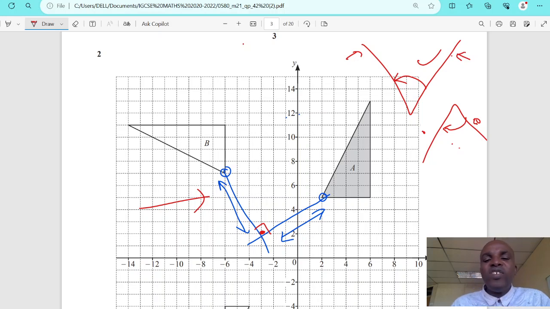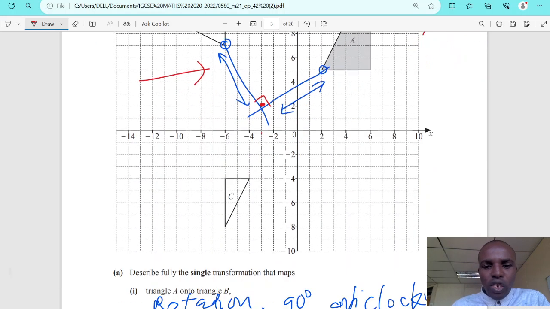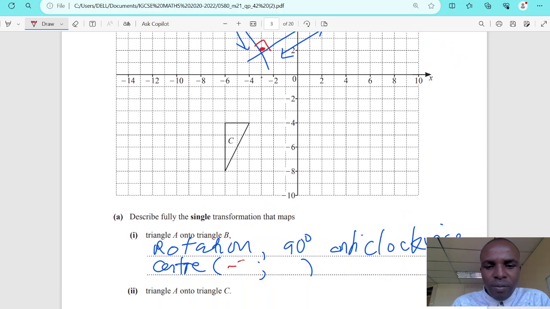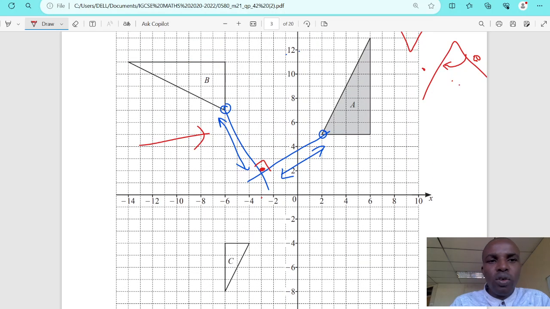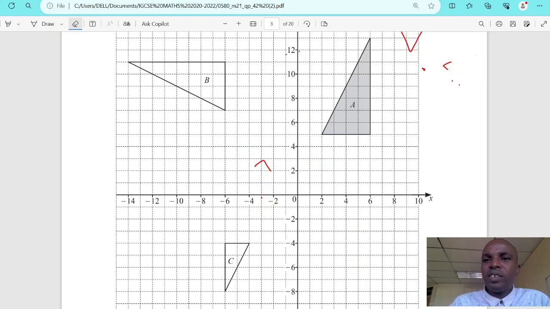Basically, if I use these things, you can identify that the center of rotation is here. It will be easier, actually. So this will be the center. The center is x minus 3, y 2. I can say minus 3, 2. You can prove it to confirm whether it's correct, but this one looks like it's perfect.